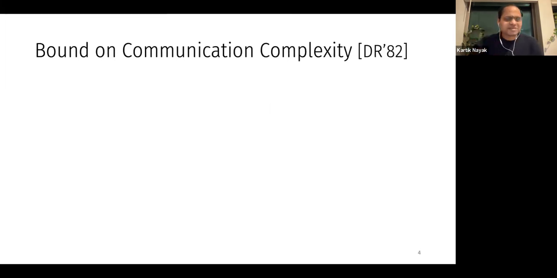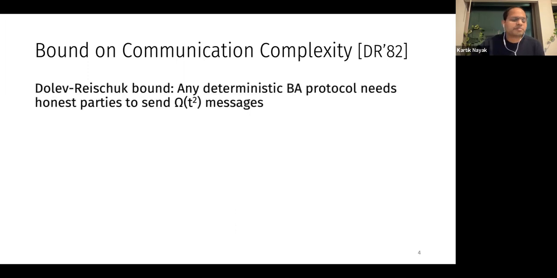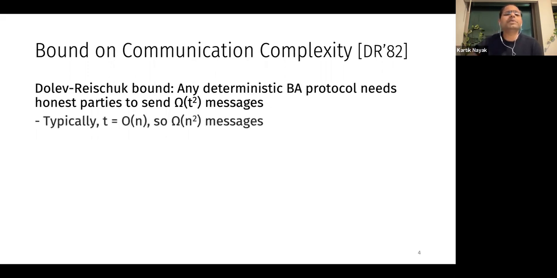As far as communication complexity is concerned, even 40 years ago, there was a very strong statement made by Dolev and Reischuk, who said that any deterministic BA protocol needs honest parties to send at least T-squared messages. Over here, T is the number of Byzantine parties, which typically is of the order of n. So you're expecting communication complexity to be order n squared. They basically showed that if fewer messages are sent, then there exists some honest party who would receive no messages. And at that point, you would have a safety violation.